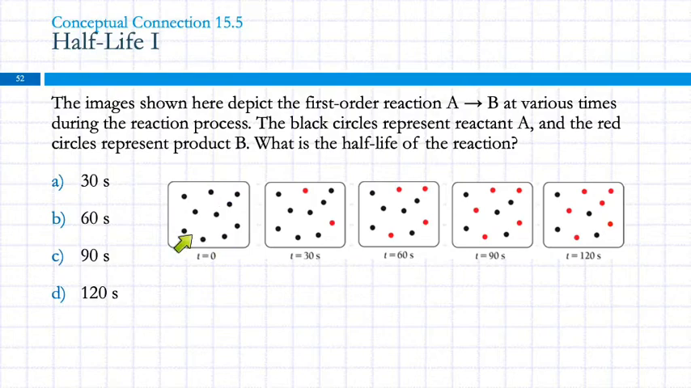So at time 0, I've just got black circles. And as time goes on, the black circles turn into red circles. How do I identify where the half-life is? Yeah, where half of the reactant is gone. So 1, 2, 3, 4, 5, 6, 7, 8, 9, 10. There's 10 dots there. So I'm going to look for a place where there's 5 of each. 90 seconds. Looks like this one. So I have 5 black dots and 5 red dots. At 90 seconds, half of the reactant is gone. That's the half-life.